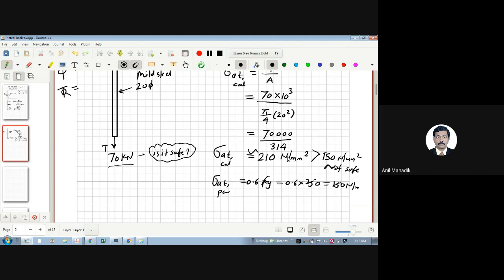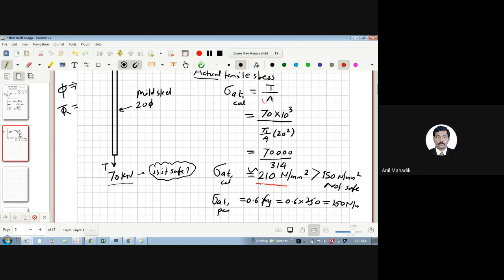So what will you do if you want to make it safe? What will you do if you want to reduce this value? You want to increase the diameter, yes, so increase the area. Because the area is in the denominator, if you increase the area, the stress will reduce. So you can try either a 25 mm or 32 mm diameter bar, whichever is comfortable, and then check the stress; if it is less than 150, it would be okay.